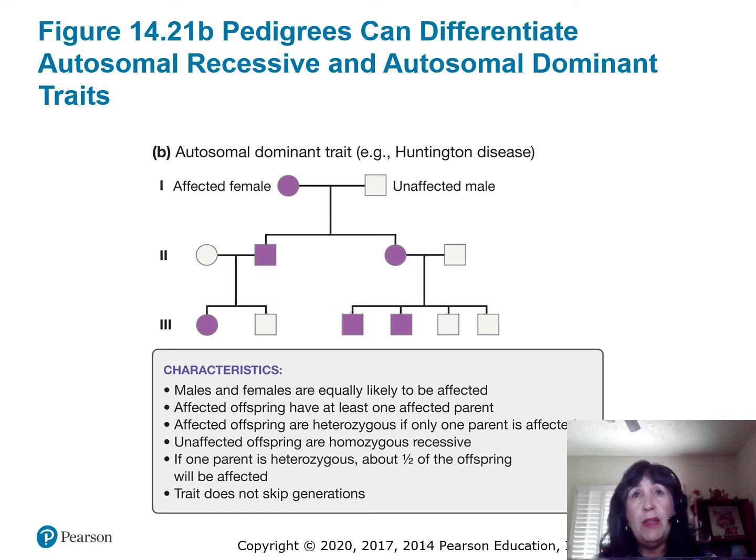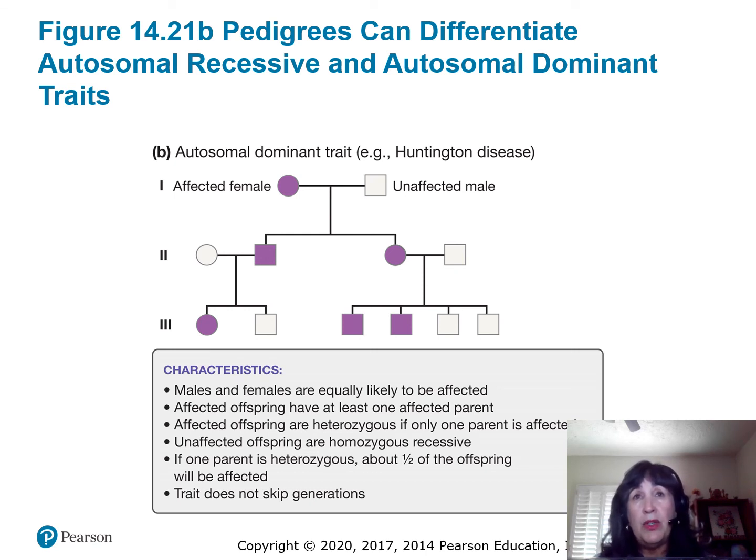Notice that the female is affected and she only needs one allele for the trait to be expressed. She marries a man that's unaffected. They have 2 children, a male and a female, and they're both affected. These 2 children marry unaffected partners. And notice every generation, 50% are affected. So by generation 3, whether they have 2 children or 4 children, half are affected because it is a dominant trait.